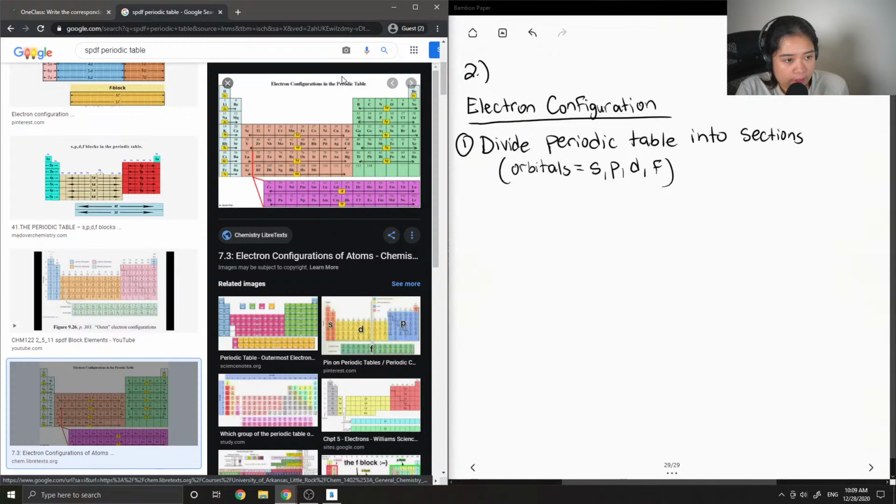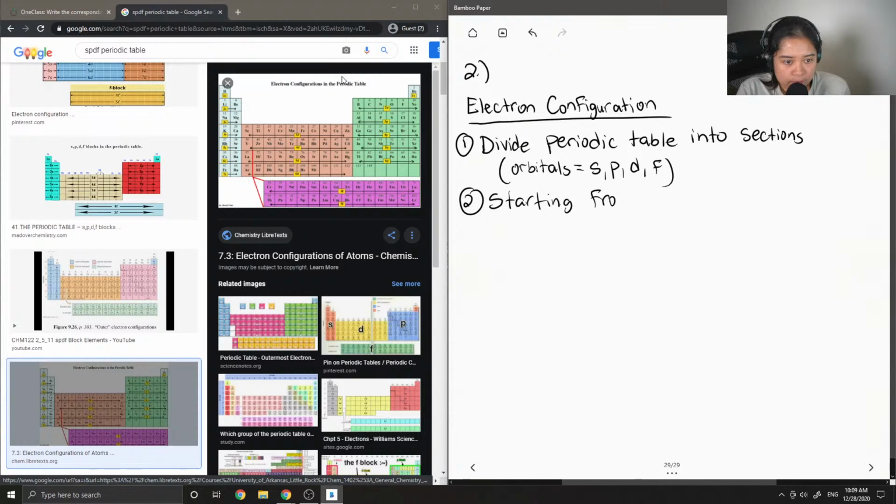Okay, so after you do that, when you start from hydrogen, you move left to right across the periodic table.